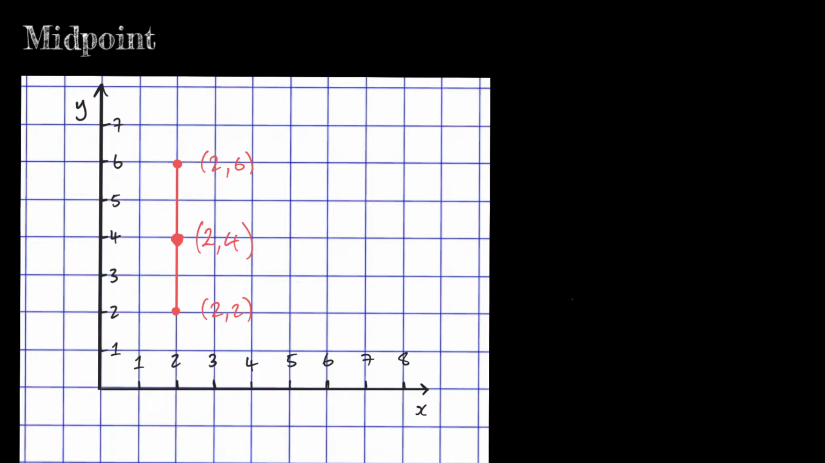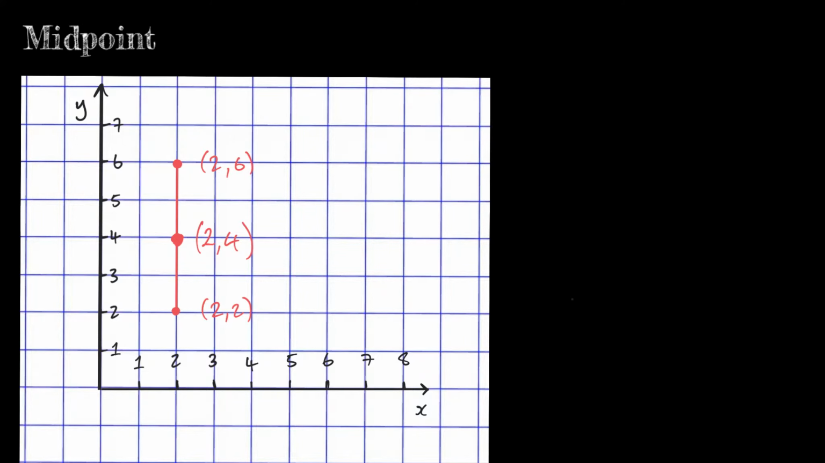Just to make some observations, the x value is obviously staying the same. To find out what the y value was, it was halfway between 6 and 2. And halfway between 6 and 2, I can find that very easily. If I add 6 and 2 together, I get 8, and if I divide that by 2, I'll get 4. So in order to find halfway between 2 points, we just add them together and we divide by 2.